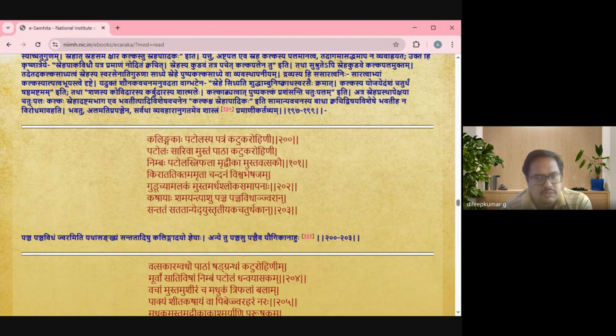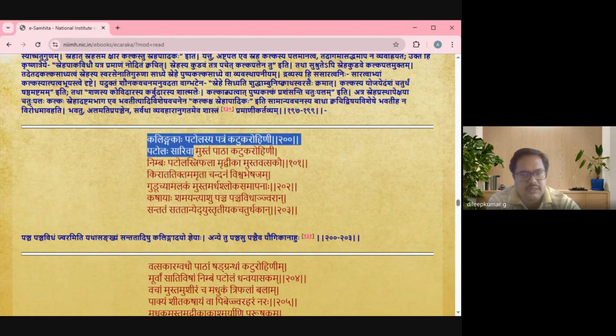So all these five types of Kashaya will subside the five types of Vishama Jvara: Santata, Satata, Anyedyushka, Tritiyaka, Chaturthaka. Based on these five Kashayas, Kalingaka patolasya patram katukarohini.